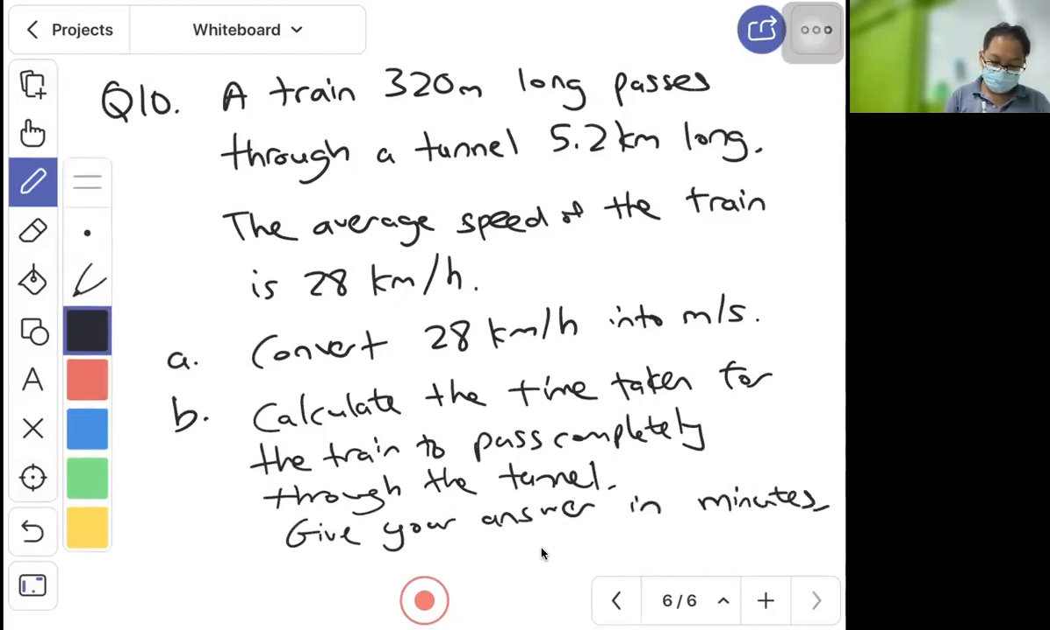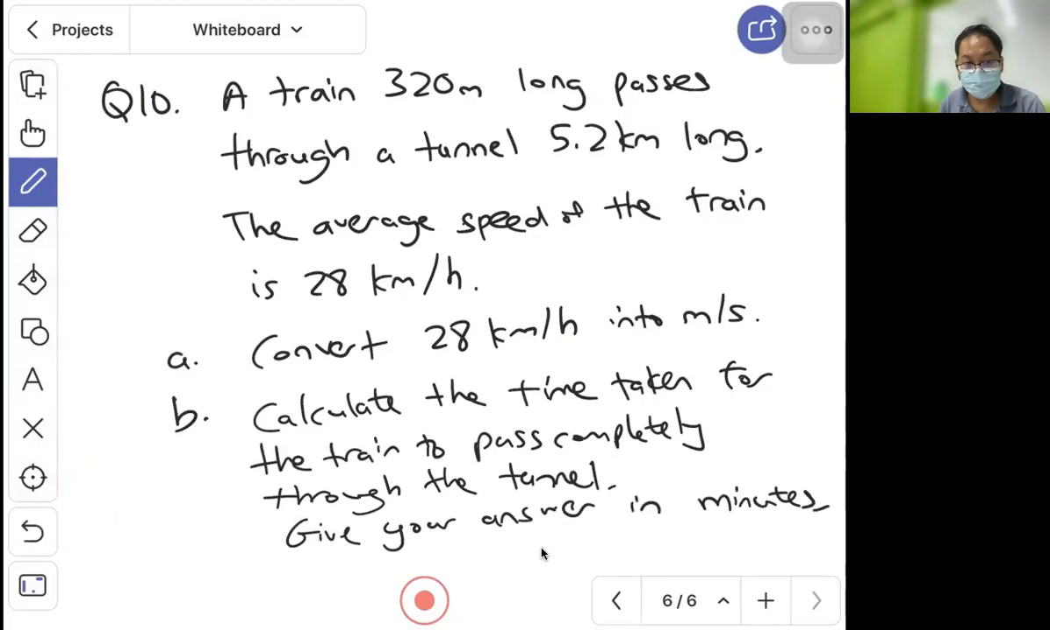Okay, so time to do it. If not, please pause. So for part A, 28 km per hour means 28 km per 1 hour. So that converts to meter, which is 28,000 meter. 1 hour is 60 minutes times 60, 3,600 seconds. Press into calculator, 70/9 meter per second.